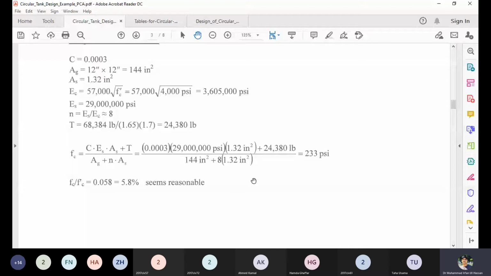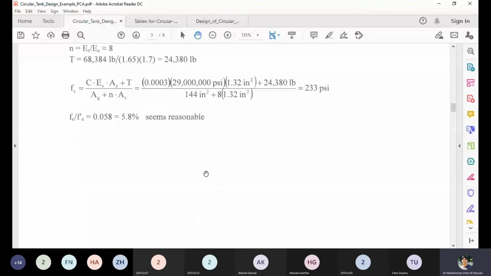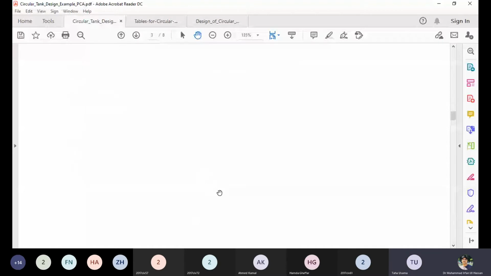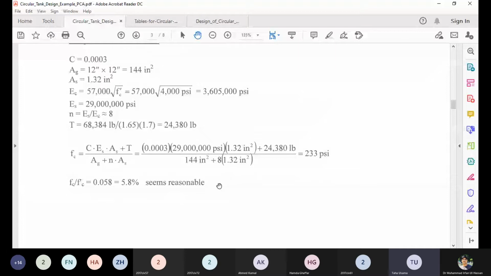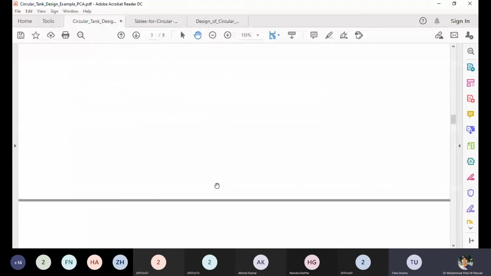You need to change the thickness otherwise, in case the stress computed in this equation comes out larger than 10% of fc'. Sir, kindly repeat, if this ratio comes out more than 10%, then what to do? Then you will revise the thickness of the tank. Okay, sir.